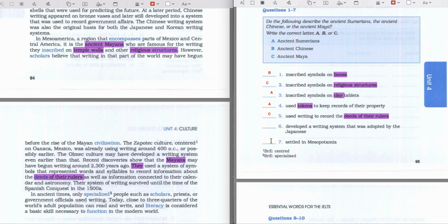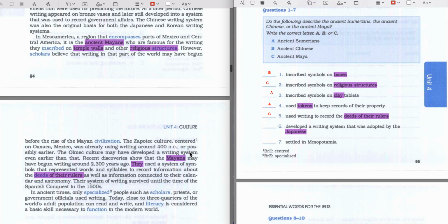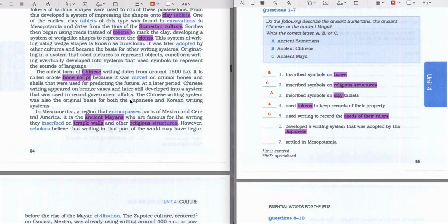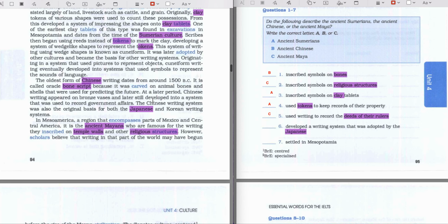Let's put here. Developed a writing system that was adopted by the Japanese. So keyword here is Japanese. As soon as we find this word in the text, it's gonna be answer. And let's try to find any information about Japanese. Here I see something about Japanese and the Korean. Okay, this Chinese writing system was also the original basis for both the Japanese and the Korean writing system. So the answer is gonna be Chinese, and answer is gonna be B.